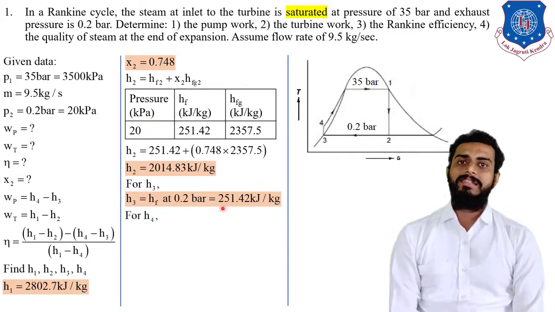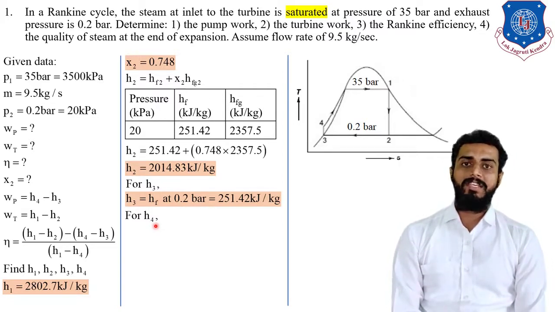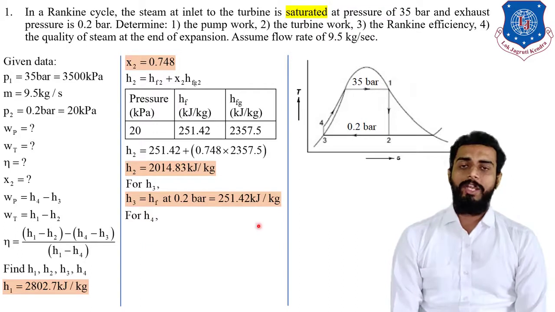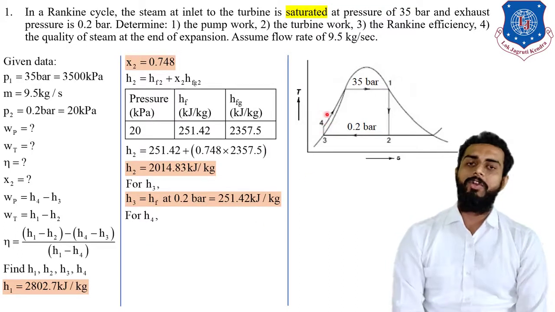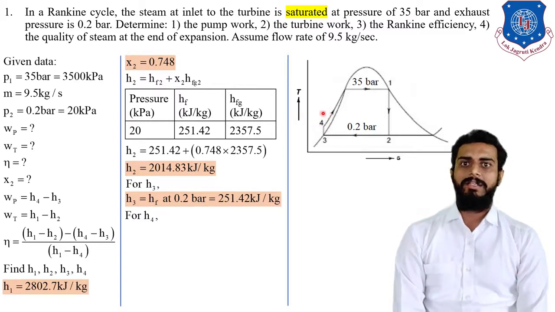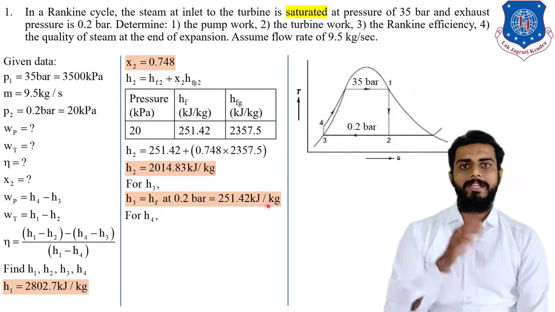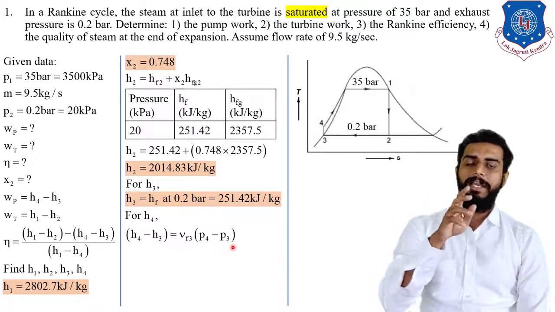Now you can see that point number 4 is in the saturated or pure liquid region. Okay, it is in the pure liquid region. So if it is in the pure liquid region, how can you find out the value of enthalpy? For that, you will use the equation written on the screen: H4 minus H3 is equal to VF3 times (P4 minus P3).